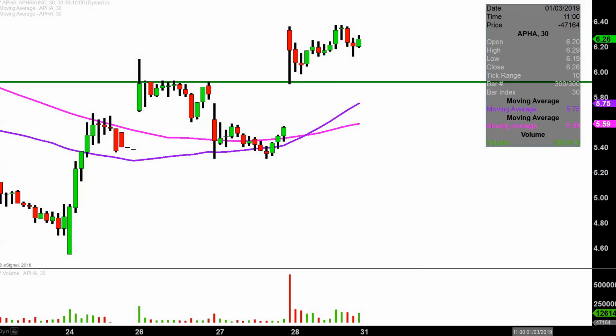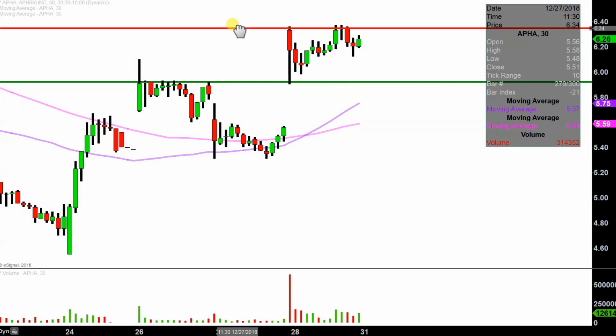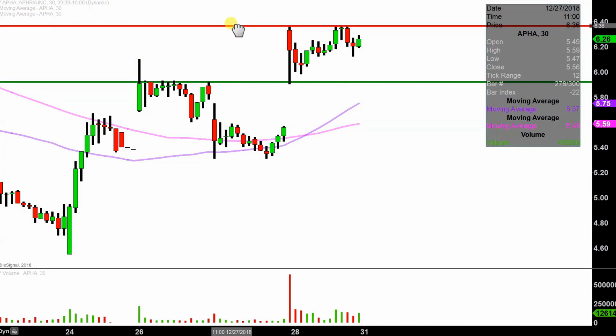What about levels of resistance? As far as where the sellers are sitting right now, that's right up there, where the price never was able to manage to get above, at $6.35. So keep an eye on that from a resistance standpoint.